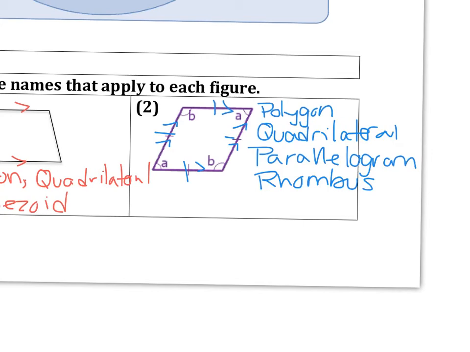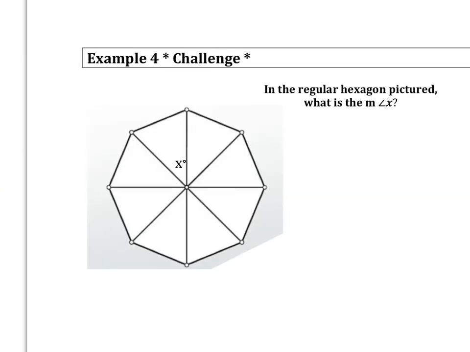Okay, the last problem we're going to look at, example 4, and this is a bit of a challenge. Notice we're looking this time for an interior angle measure. So we have this regular polygon. It is cut up into several pieces, and we have to figure out what the interior angle measures.